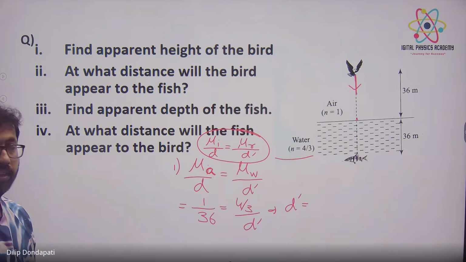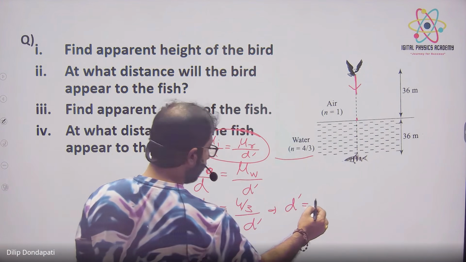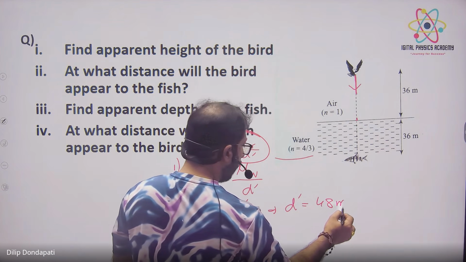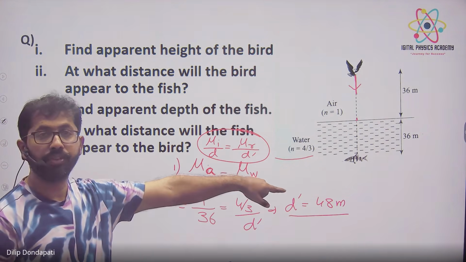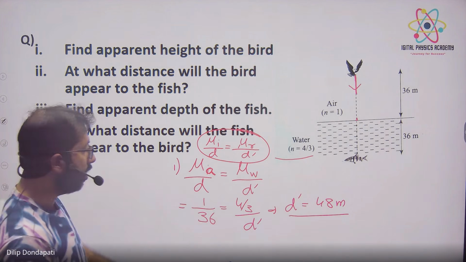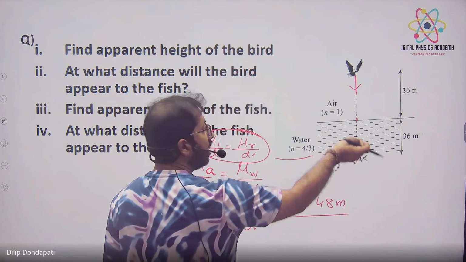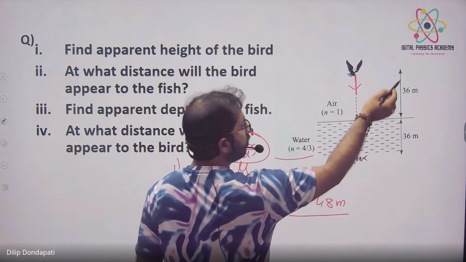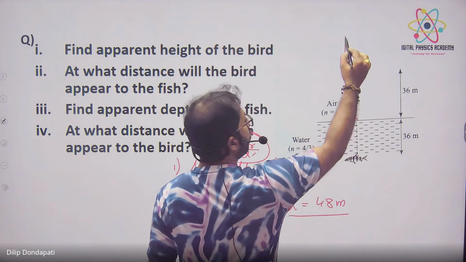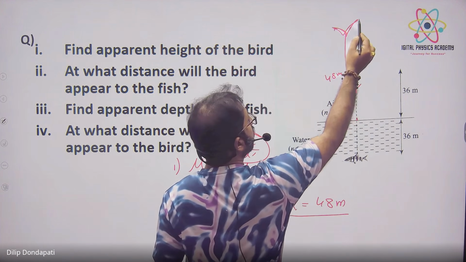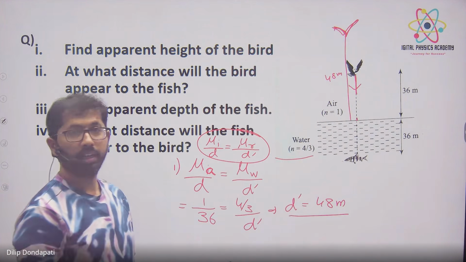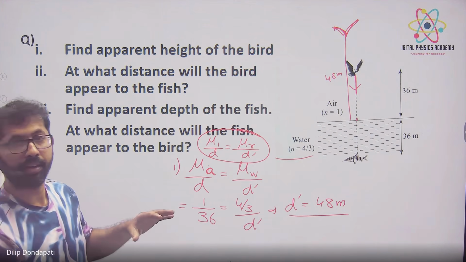48. 48 meters is the apparent depth of the bird as seen by the fish. Okay, meaning when the fish looks up from below, the bird is not at 36 meters, the bird is at 48 meters. It seems so to the fish, which is called apparent depth.